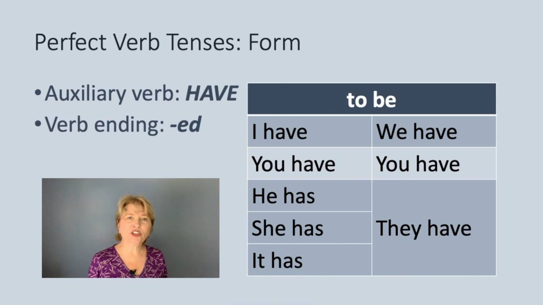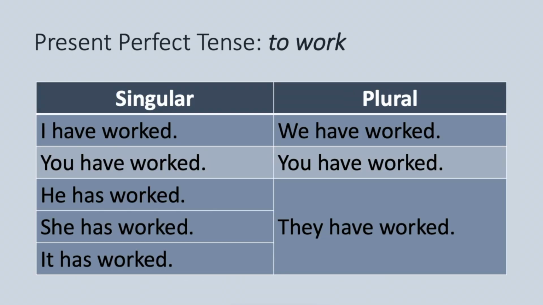We'll add the ed to the base verb, or we'll use the past participle, and this is what it looks like for the verb to work. I have worked, you have worked, he has worked, she has worked, it has worked, we have worked, you have worked, and they have worked.